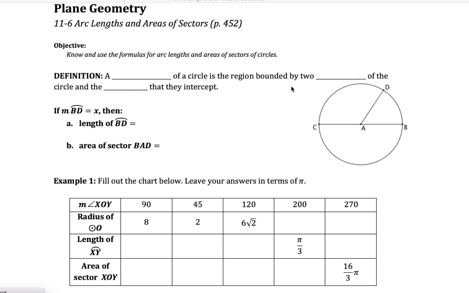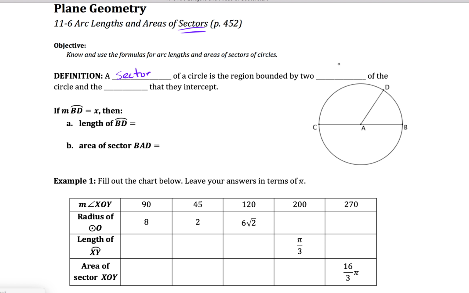Today we're going to look at the last section in chapter 11 that we're going to be covering, which is about arc lengths and areas of sectors. Now there's one new term in there that we haven't done yet, and that is this idea of a sector. So let's quickly define that.